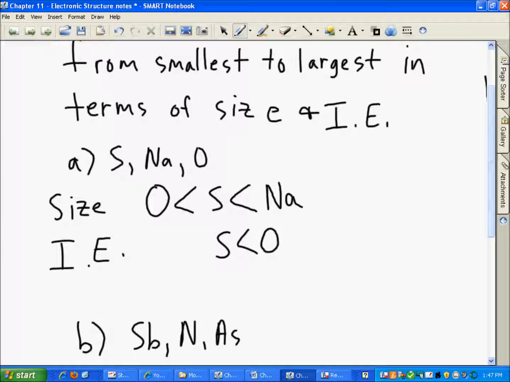And then, what's the other one? S and Na. Compare S and Na. Which one has the bigger ionization energy? S. No, Na would be smaller. Na would be smaller than S, right. And notice it's the opposite trend to size. So once you get the size, it's just the opposite for ionization energy. Nice, okay.